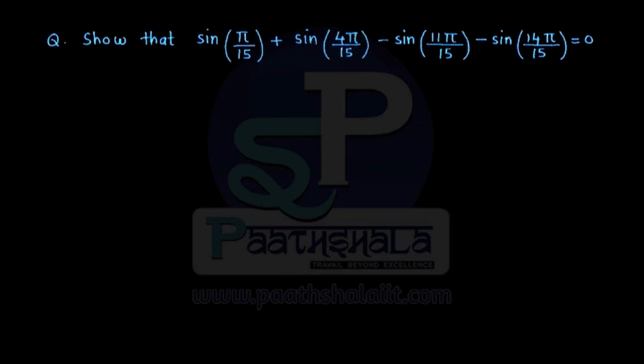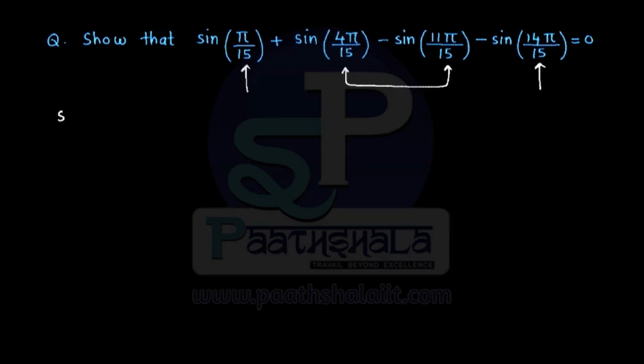So if you observe the angles, here we have pi by 15 and here we have 14 pi by 15. Therefore if we add both of them, clearly we get 15 pi by 15, which is pi, right? That is 180 degrees. And the same thing happens here also. You see, 4 pi by 15 plus 11 pi by 15 gives us pi. So that means one of the angles in the pair can be written as pi minus the other angle.